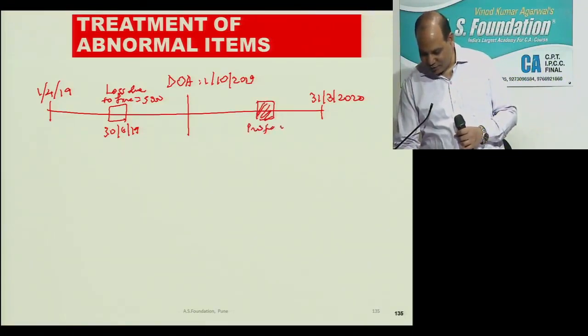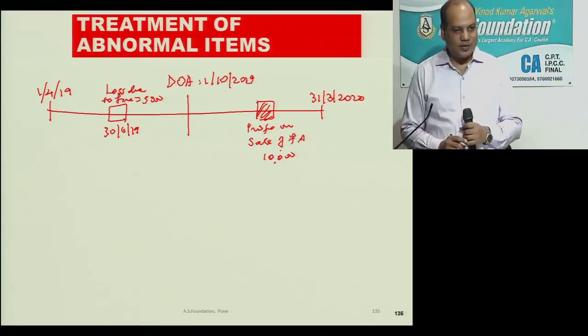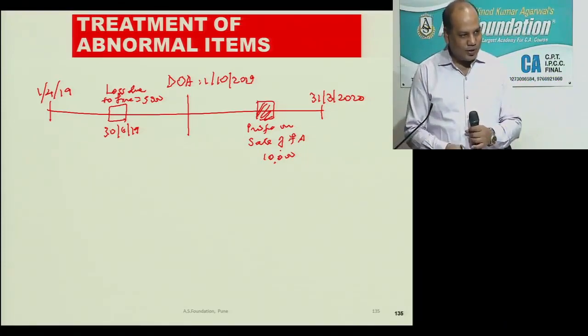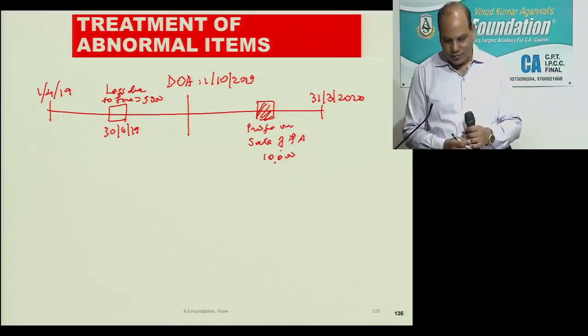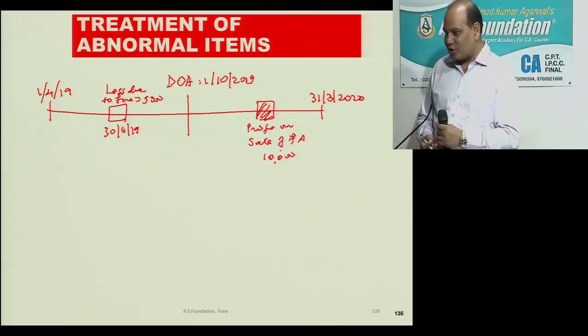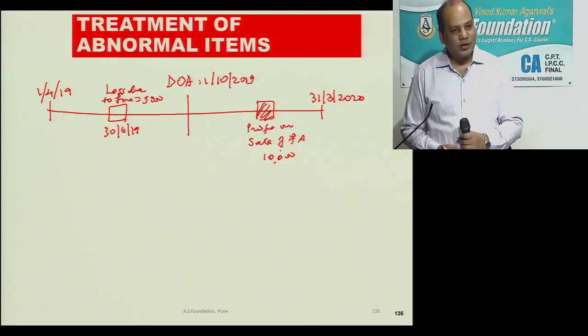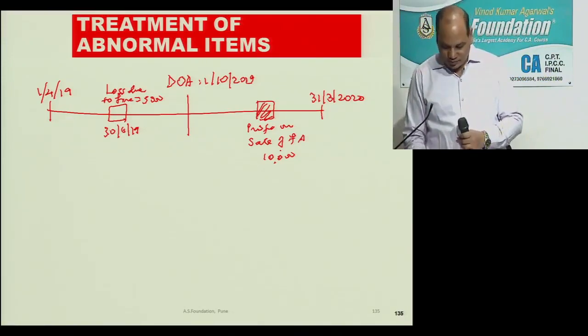Profit on sale of fixed asset 10,000. So only two adjustments I will take. Loss due to fire in the pre-acquisition period 5,000, and profit on sale of fixed asset in post-acquisition period 10,000. Hello, understanding or enjoying the easy?